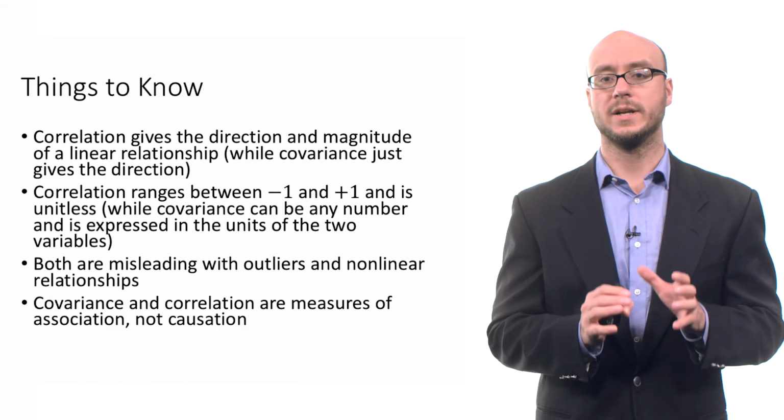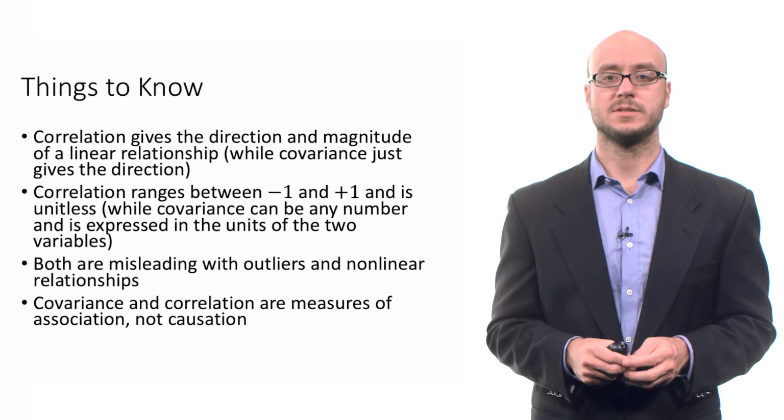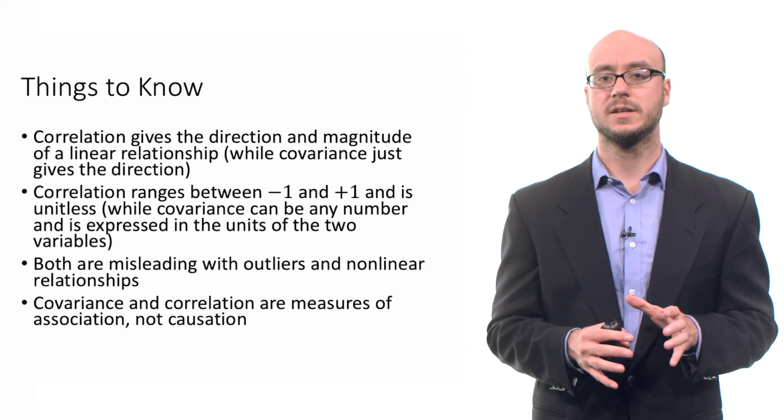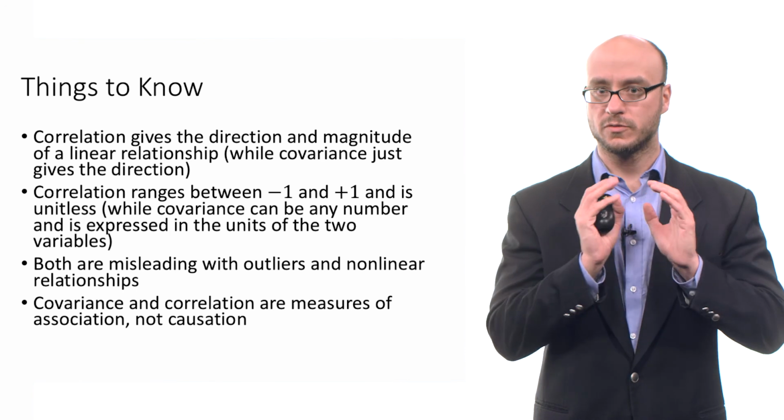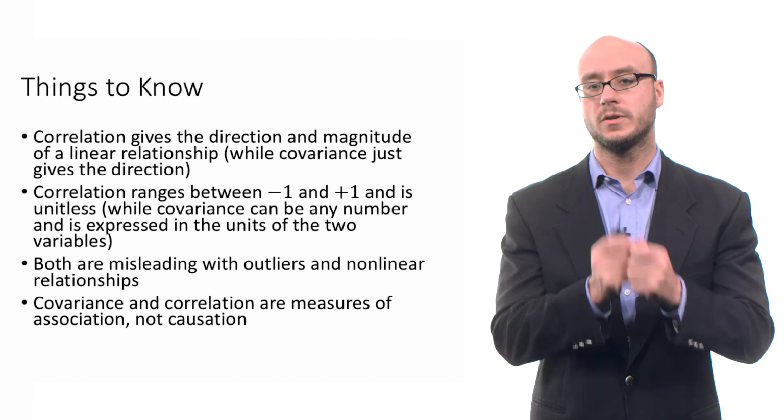And the other point is that covariance and correlation are measures of association, not causation. If you actually want to find cause and effect, a better approach, rather than looking at a correlation coefficient or the covariance, is to create an experimental design. And with that, we conclude our discussion of correlation, and we will turn to other topics related to numerical data in just a moment.